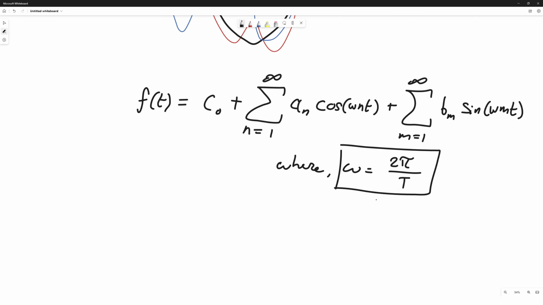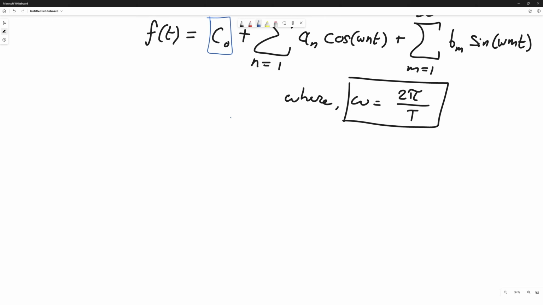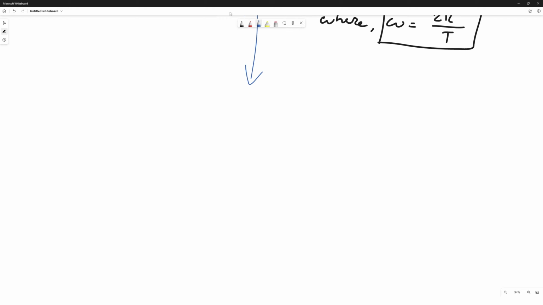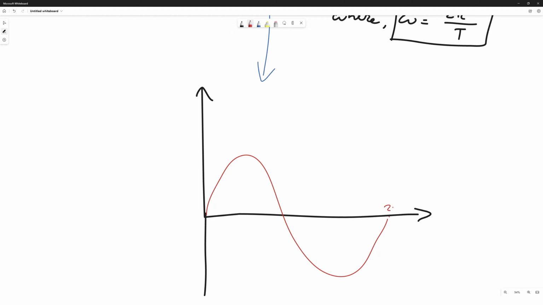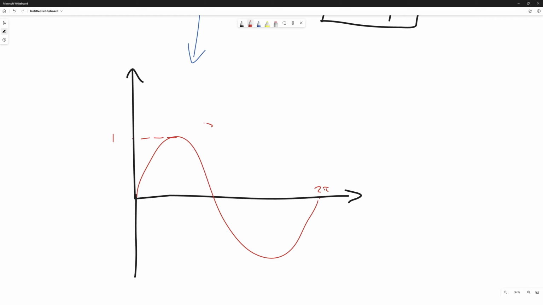But now, one big question arises when looking at this, which is how do we calculate the coefficients? Well, the C naught coefficient is a height term. And what that means is if we have a standard sinusoid, let's take a standard sine wave, right? And here we have 2 pi, right? And it has a magnitude of 1. So this is sine of t.